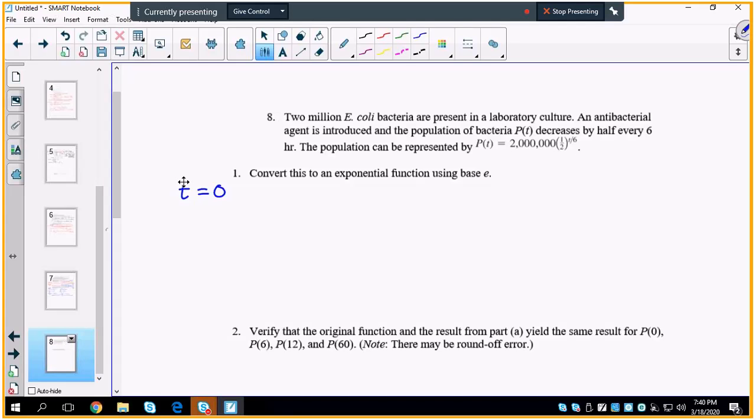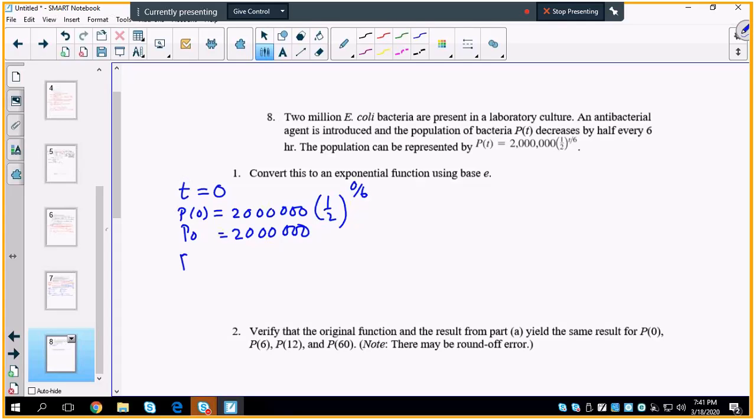So if I use t equal to 0, P of 0 is going to be 20,100,000 times 1/2 to the power 0 over 6. 1/2 to the power 0 is 1. So this one is 20,100,000. Remember, this is your initial population. I can call it P0.